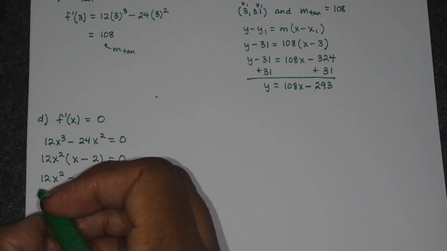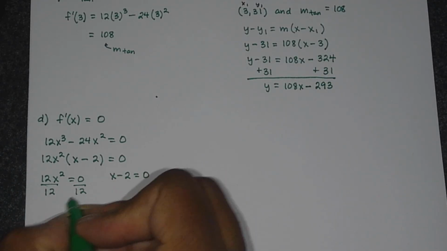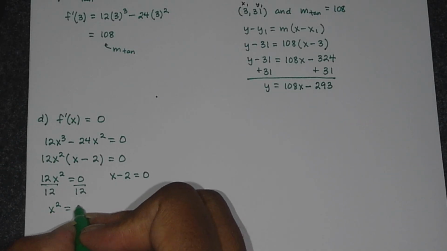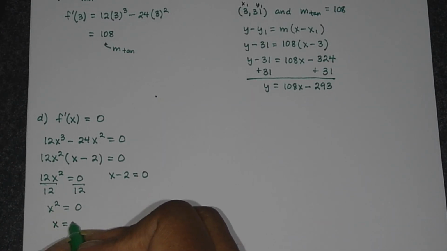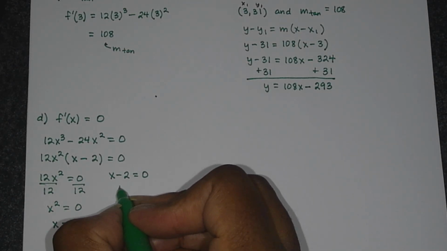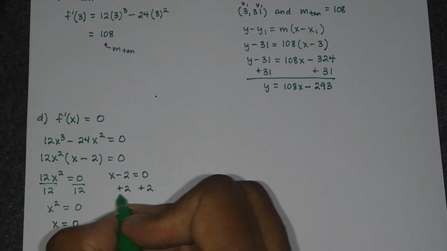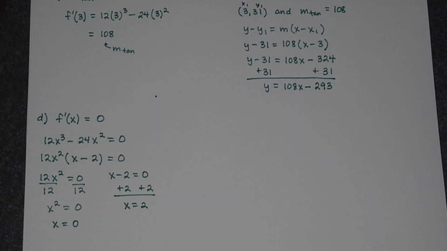Well, for the 12x squared equal to 0, if I divide both sides by 12, that means x squared would be equal to 0. And what number squared will give you 0? Has to be 0. And then for the x minus 2 is equal to 0, x has to be equal to 2. So I get two values of x where the tangent line is going to be horizontal, at x equals 0 and at x is equal to 2.